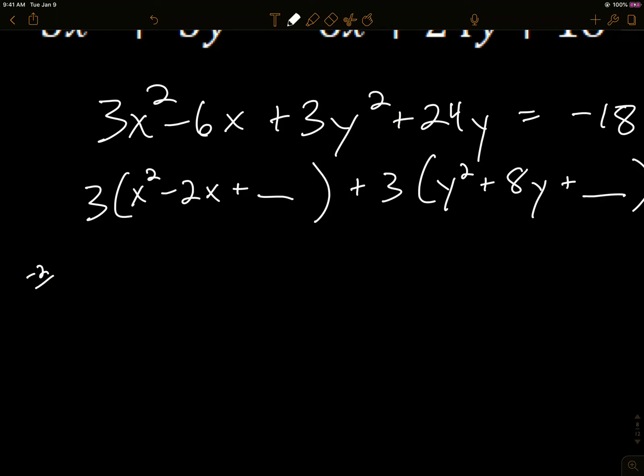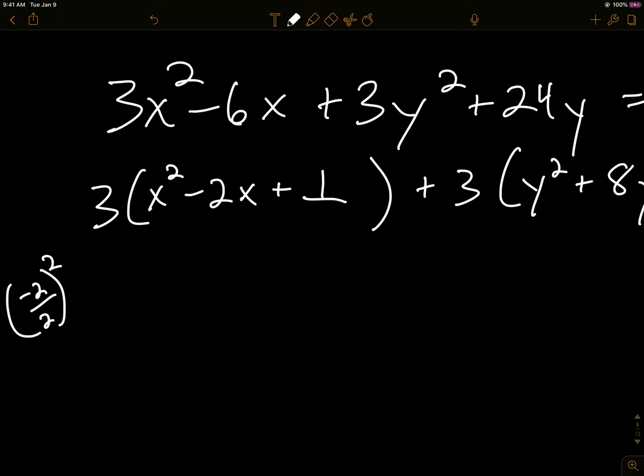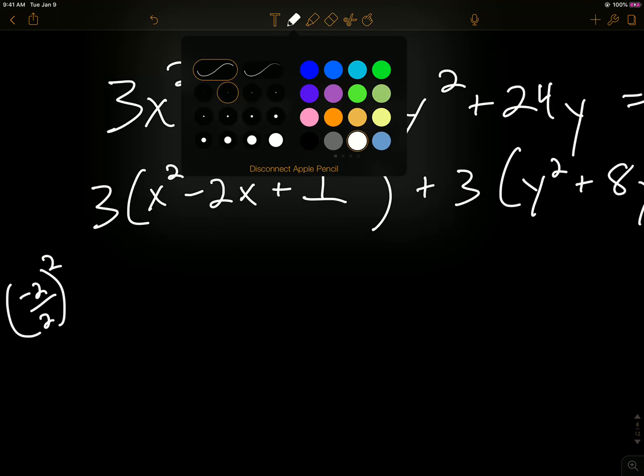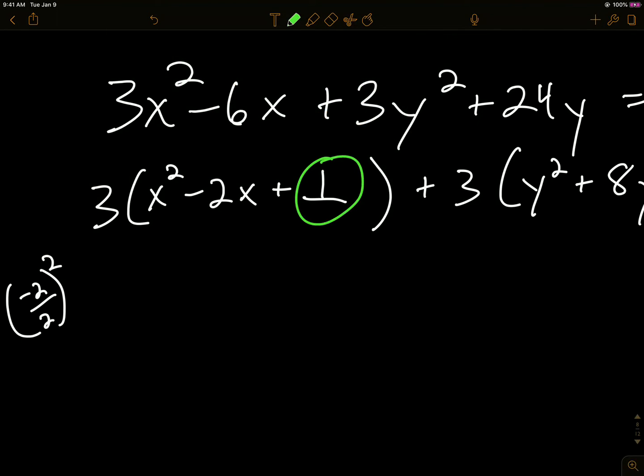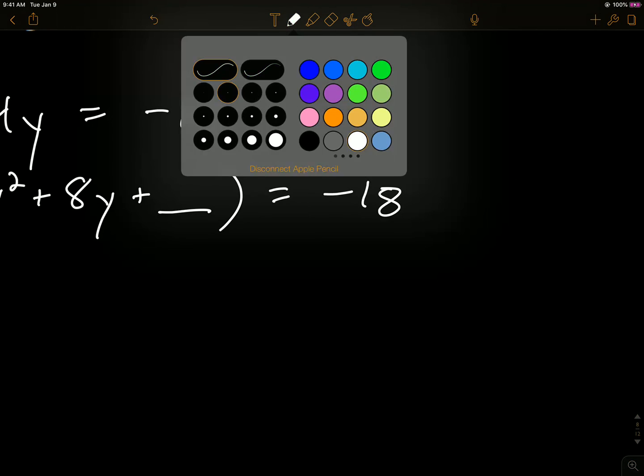I take that negative 2, I divide by 2, and I square it, so I get negative 1 squared is just 1. So that's going to give me the plus 1. Now, I have to balance the right side of the equation. I added 1 over here, right? I added a 1 right here. Actually, I'll highlight it. I added 1. So what do I have to add to the other side? I have to add 3.